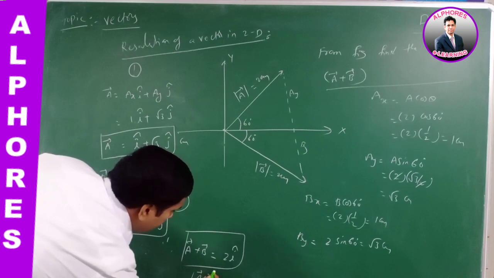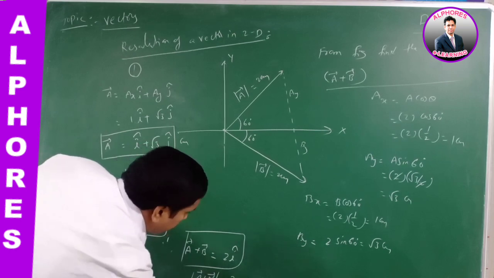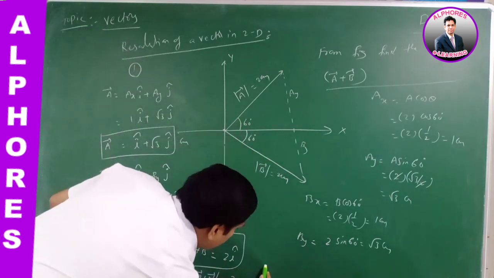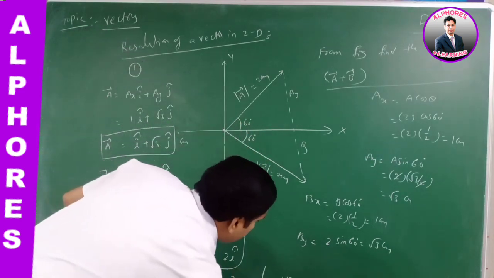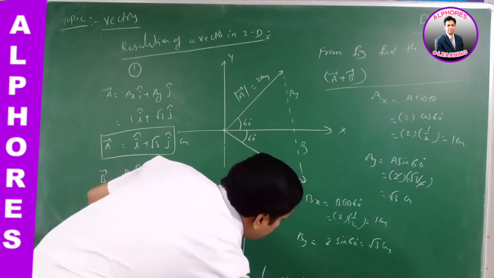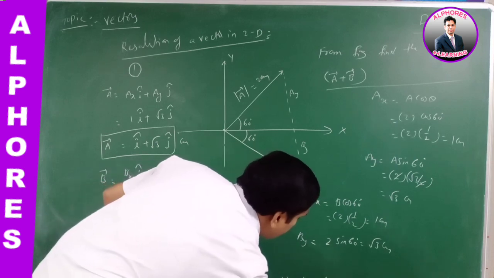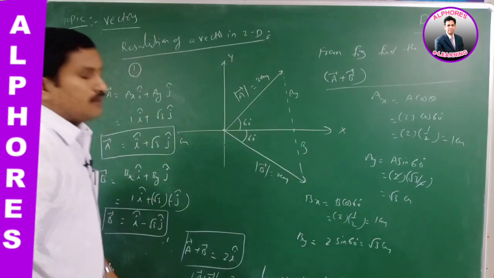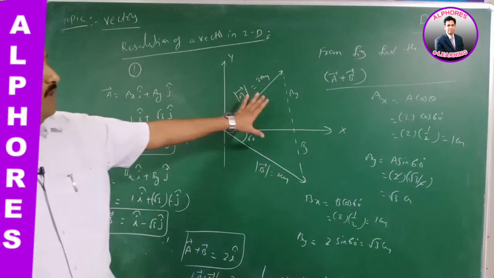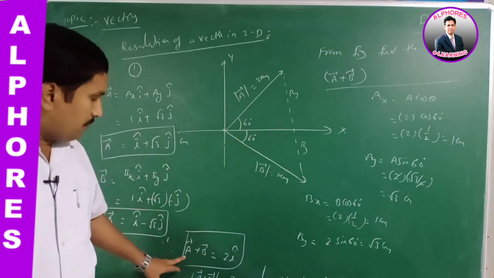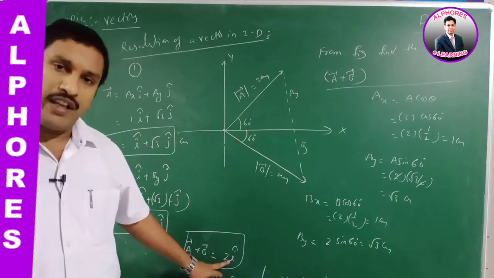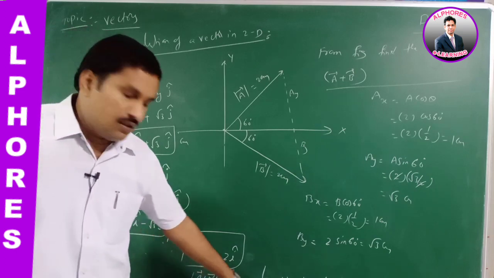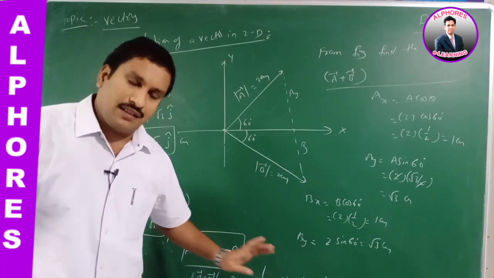Magnitude of A bar plus B bar is equal to 2 centimeters. Along which direction? Along positive x direction. That means from this figure, I have to find the sum of these two vectors, and I got 2 i cap. 2 i cap means 2 centimeters, which is oriented along positive x direction.